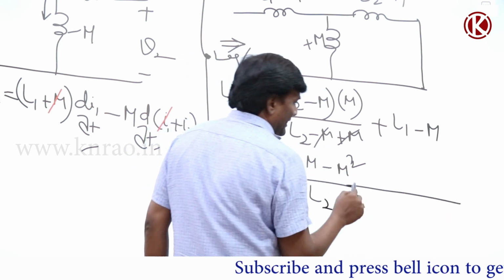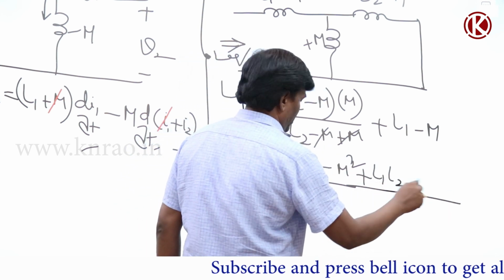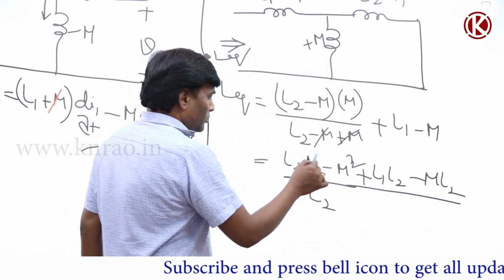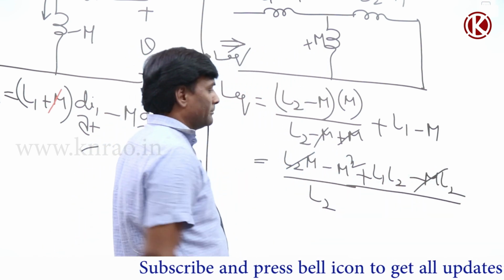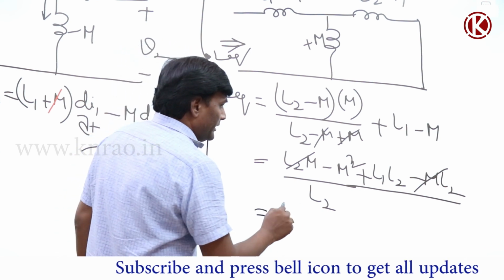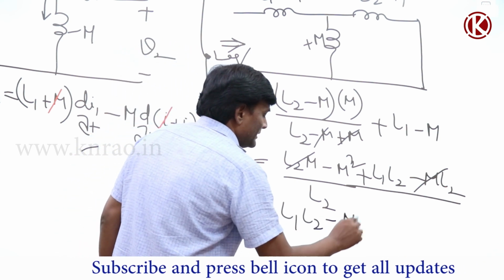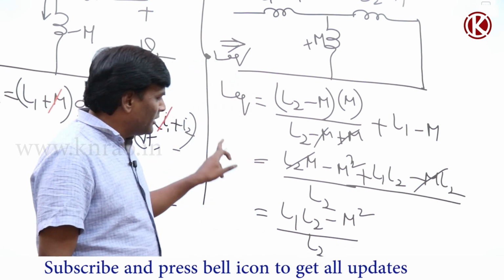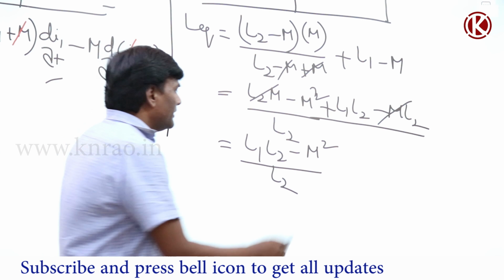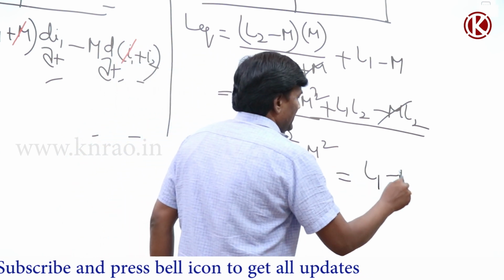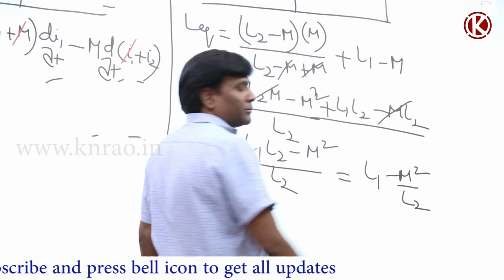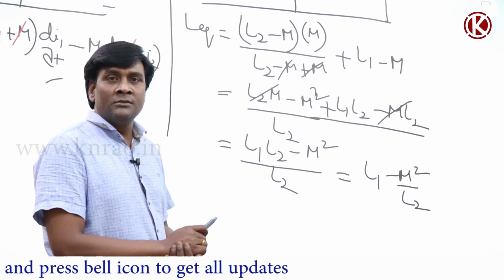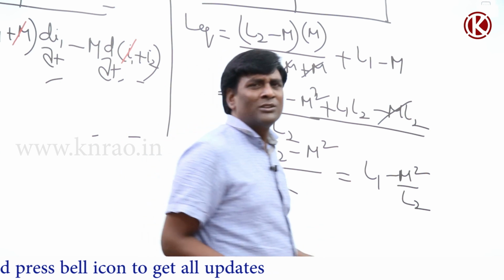Okay, if I extend this, plus L1 L2 minus M L2. So this is going to be L1 L2 minus M square by L2. Of course, in the options given they did not give it that way; they have given L1 minus M square by L2. You may think, for aiding we got this, for opposing what will we get? For opposing also we will get the same.